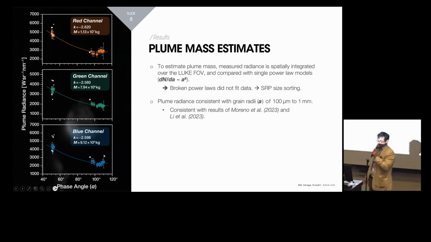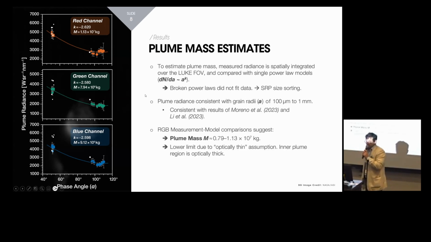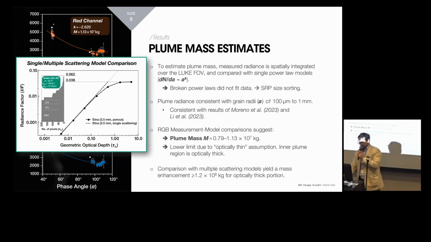So we repeated that analysis for each of the red, blue, and green channels, which you can see on the left, where the points show the integrated plume radiances and the line shows the model fits. That gives you three semi-independent estimates, which seem to be fairly consistent with each other. So that gives plume mass estimates in the range of 0.79 to 1.13 times 10 to the 7 kilos. But this is a low limit because of that optically thin assumption.